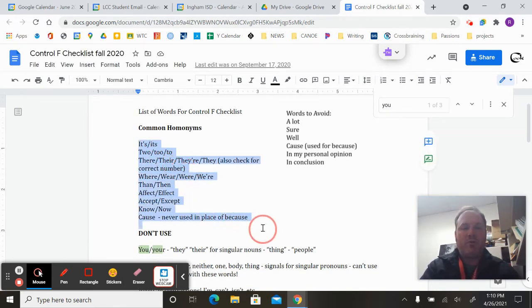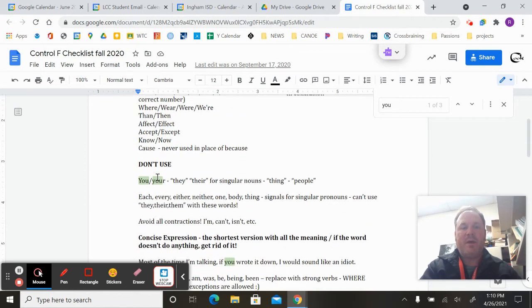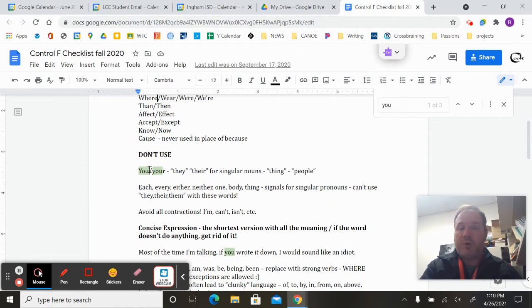Homonyms are when you use the wrong word. So if you got the wrong it's or the wrong to or the wrong there, this will help you check for those things. Just do not use you and your. They should not be used. Don't use they or their for singular pronouns. So that's a mistaken number.